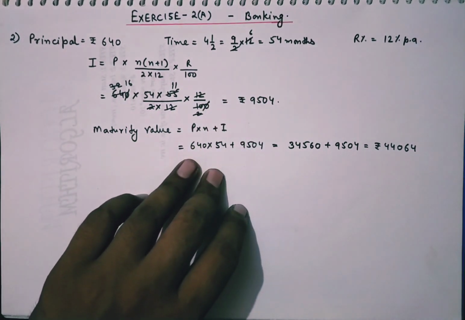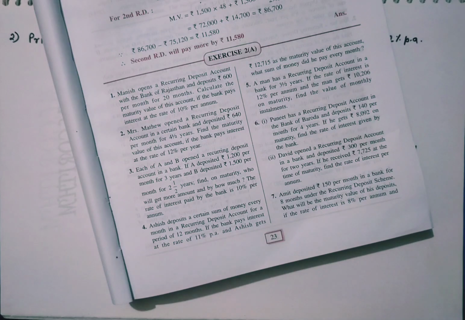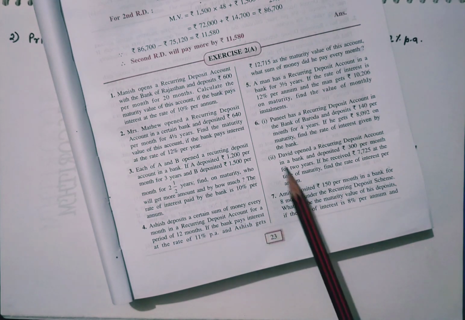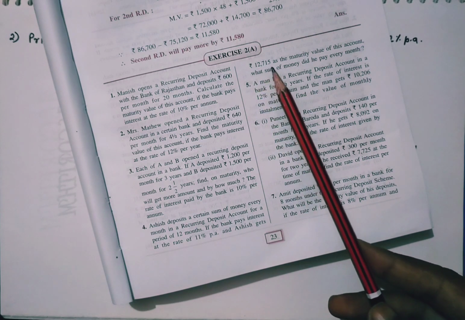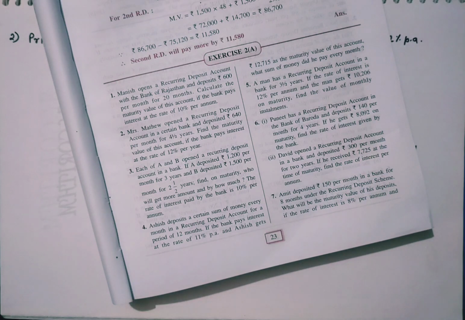The next type which we are going to have is one in which the principal is being asked. For such a type of question, we see question number 4. Ashish deposits a certain sum of money every month in a recurring deposit account for a period of 12 months. If the bank pays interest at the rate of 11% per annum and Ashish gets rupees 12,715 at the maturity of his account, what sum did he pay every month?